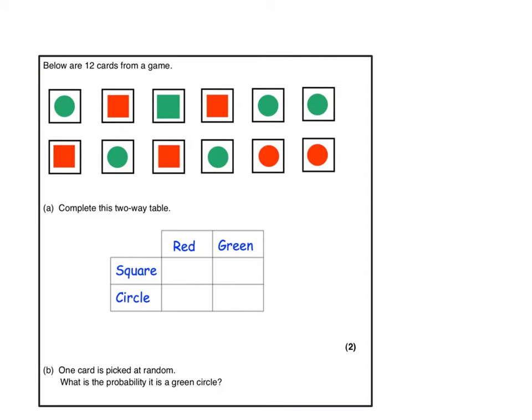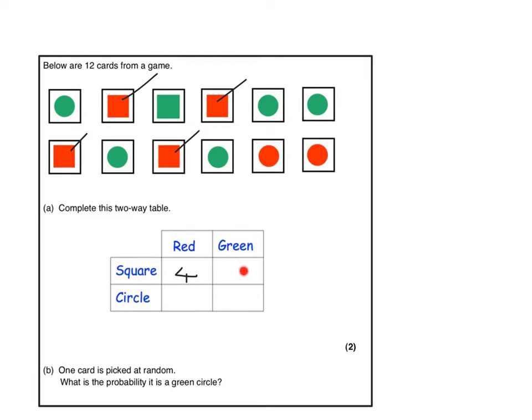Below are 12 cards from a game. Complete this two-way table. So this box here is for red squares. So let's count how many red squares I've got. 1, 2, 3, 4. I've got 4 red squares.